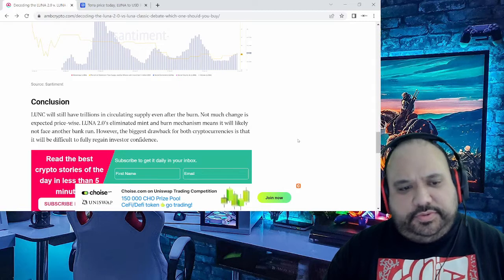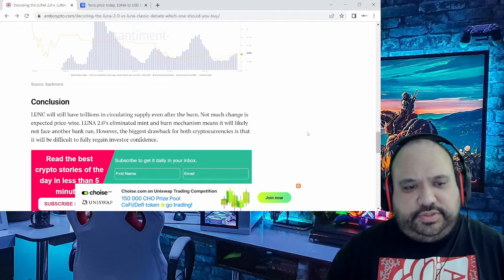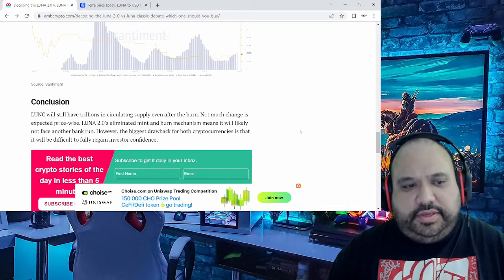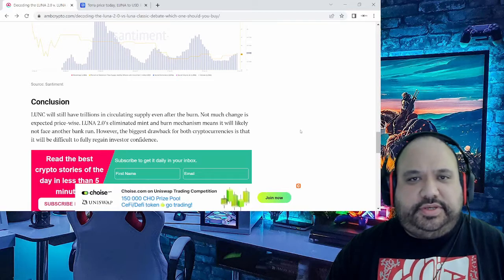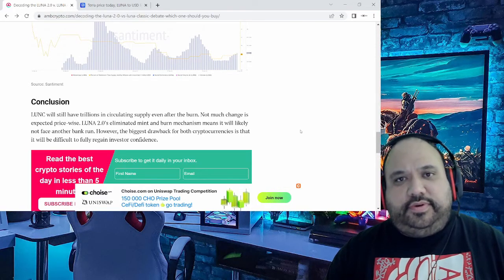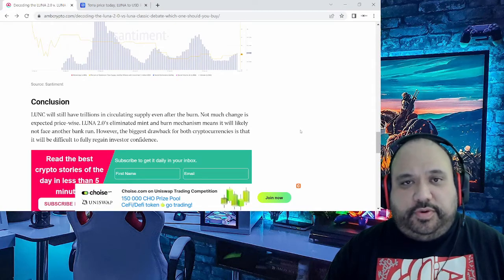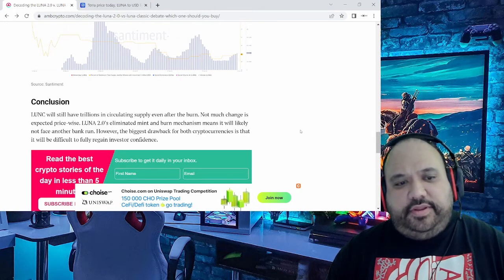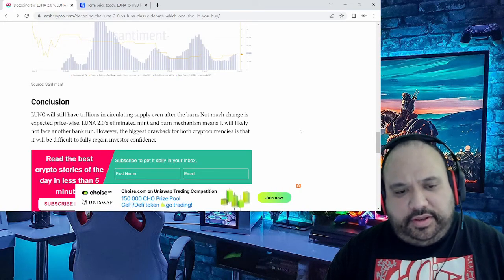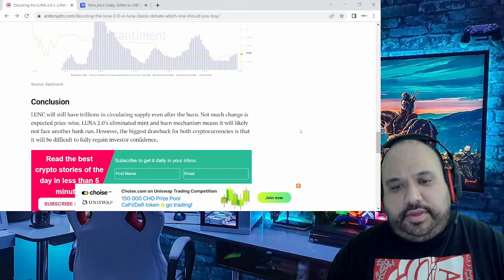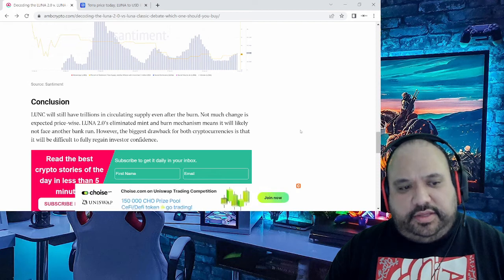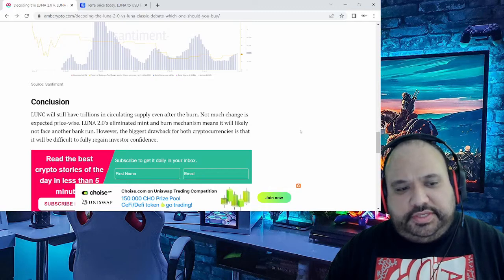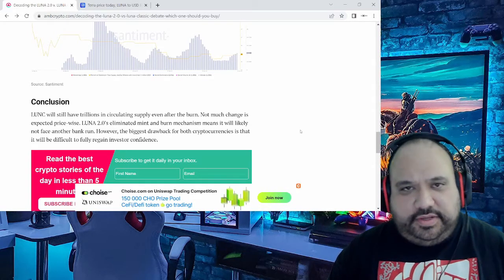I will state the conclusion real quick. It says Luna Classic will still have trillions in circulating supply even after the burn. Not much change is expected price wise, but that's not necessarily true, because if you think about it, that burn proposal, proposal 4080, would change all that. So this statement here is not exactly accurate. It goes on to also mention Luna 2.0 eliminated mint and burn mechanisms, which basically means it's likely to not face another bank run. However, the biggest drawback for both cryptocurrencies is that it will be difficult to fully regain investor confidence, and I think we already knew that.